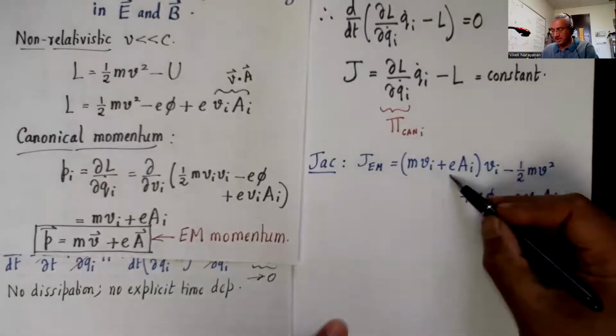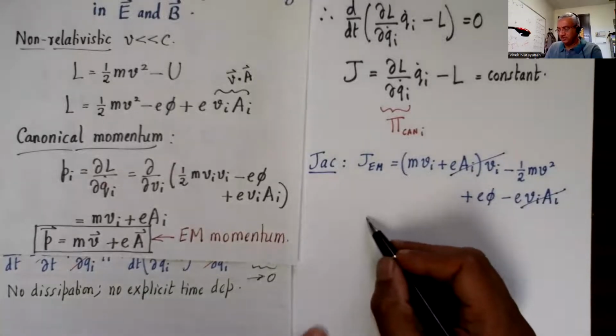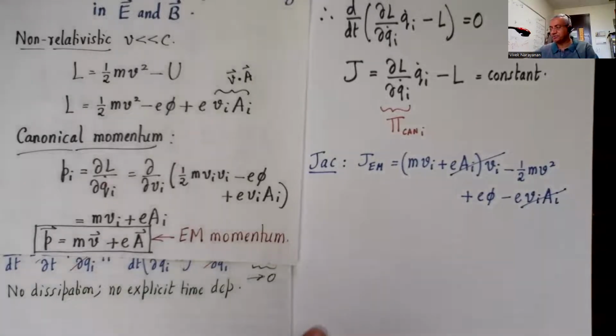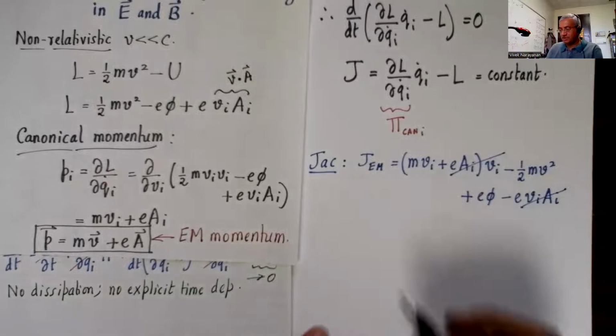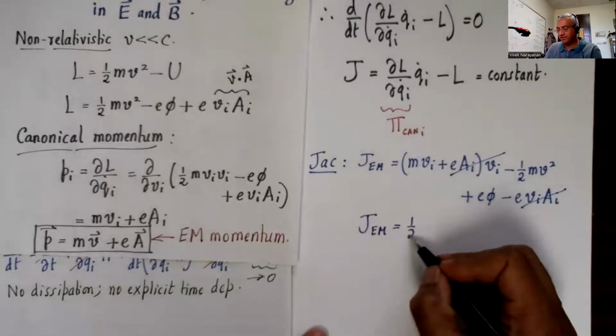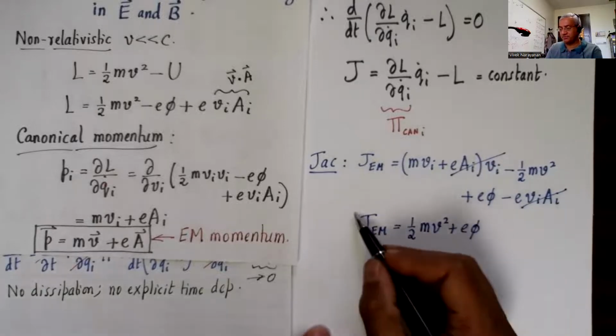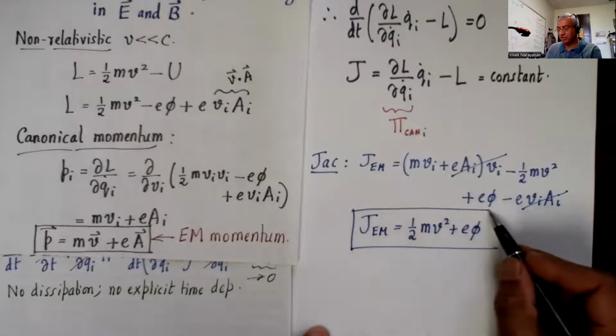Observe that the e Ai vi term cancels out. So the Jacobi integral for electromagnetism is just 1/2 mv squared plus e phi. And that is equal to a constant.